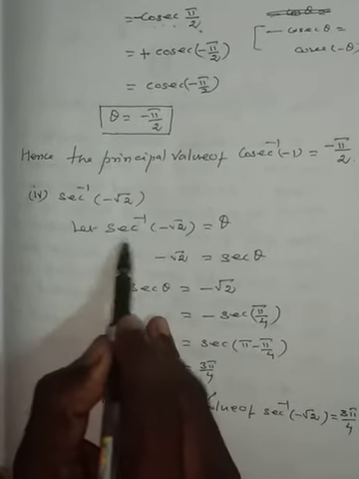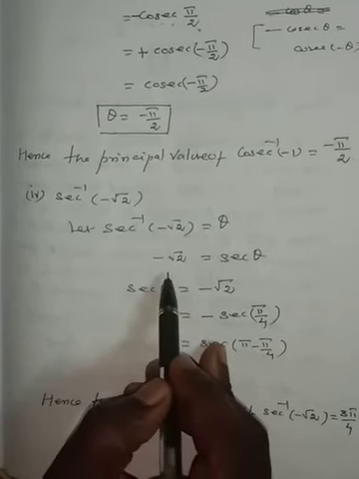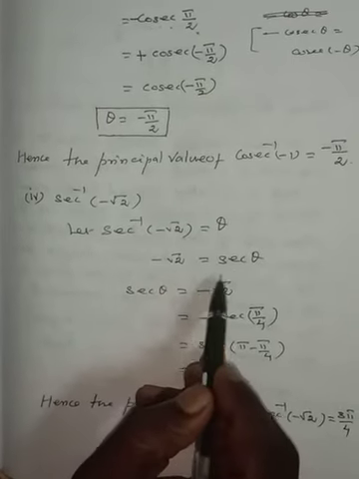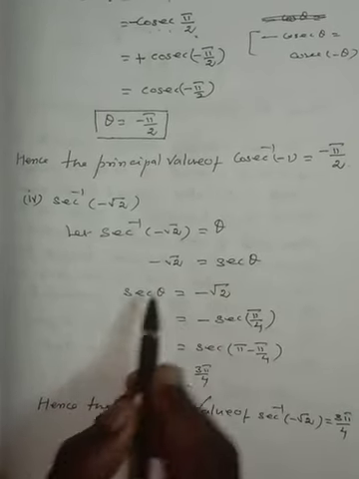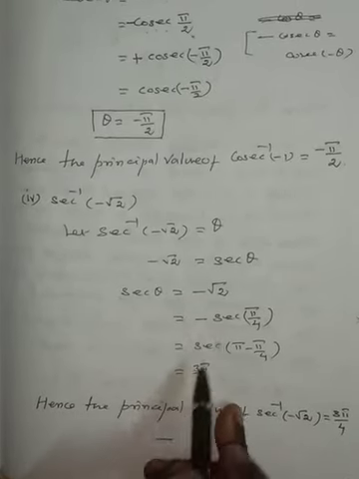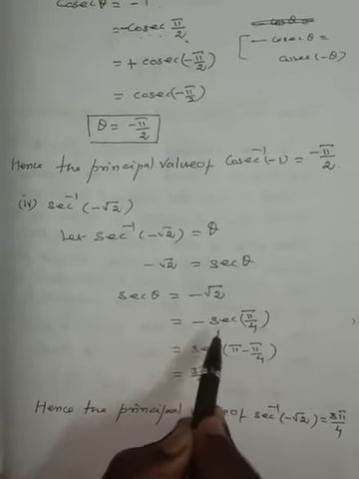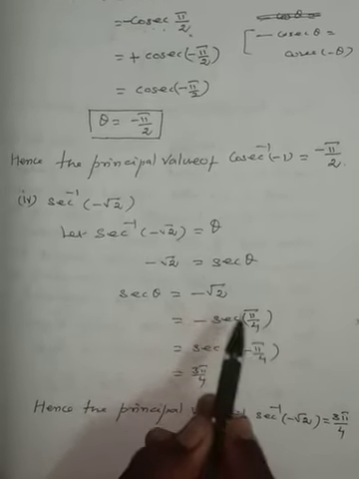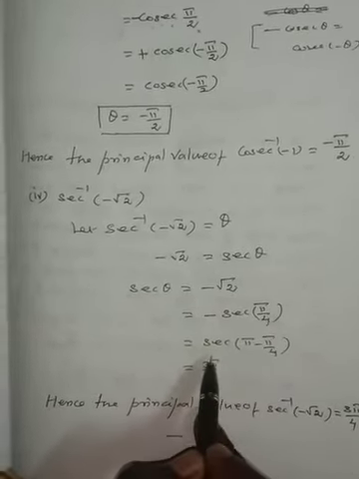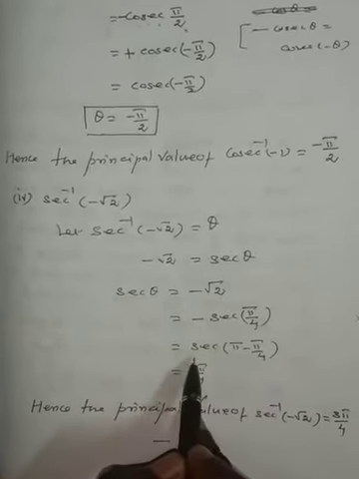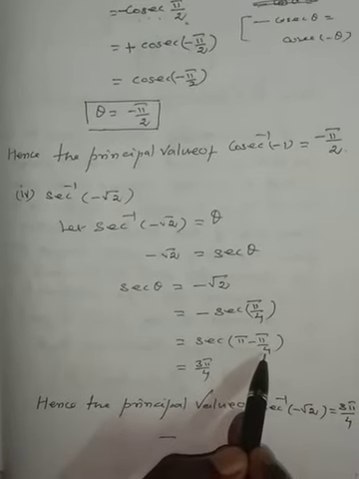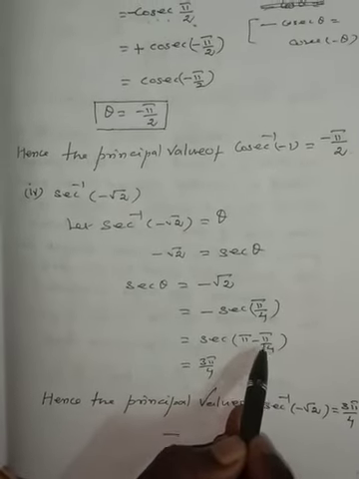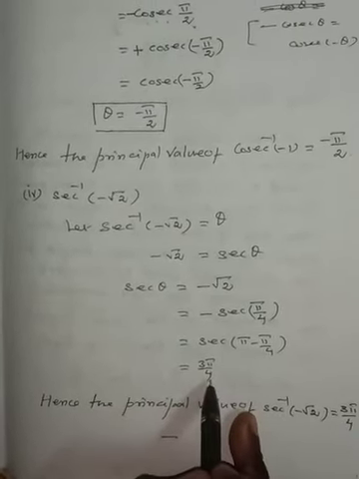The sine inverse, secant inverse goes to the right hand side: minus root 2 is equal to secant of theta. Secant theta is equal to minus root 2. In terms of secant, root 2 is secant of pi by 4. So this can be written as secant of pi minus pi divided by 4. Taking LCM, we have 4 pi minus pi, which is 3 pi by 4. Secant of 3 pi by 4.